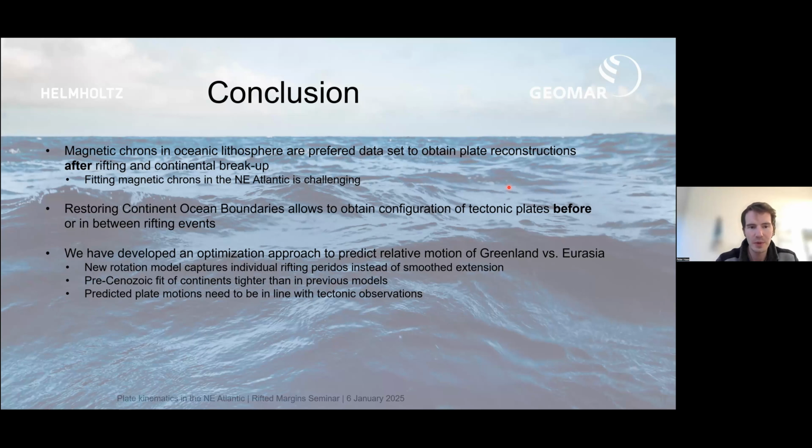And the new rotation model now captures individual rifting periods instead of a smooth extension. The pre-Cenozoic fit of the continents is tighter than in previous models. And of course, the predicted plate motions, and this is what we are currently figuring out, need to be in line with tectonic observations. And with this, I would like to thank you for your attention. And of course, I'm open for questions and for a short discussion.